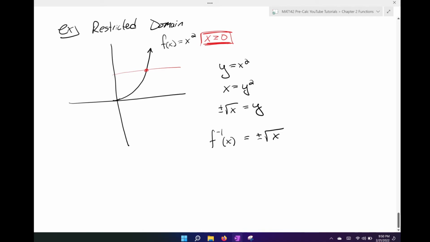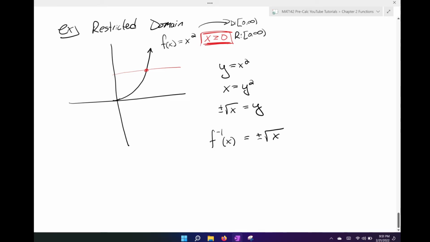But we need to be careful about which one of these we use. So when we look at this, notice that all of our x values and our y values are all positive. So for x squared, our domain is 0 to infinity, and our range is also 0 to infinity.